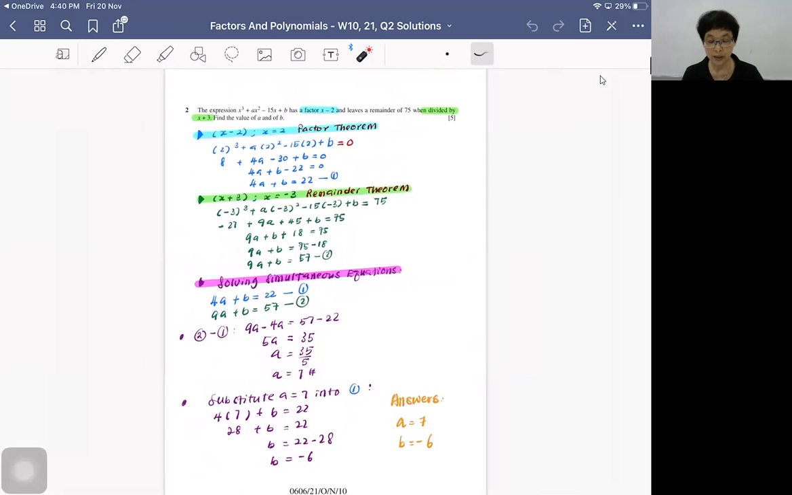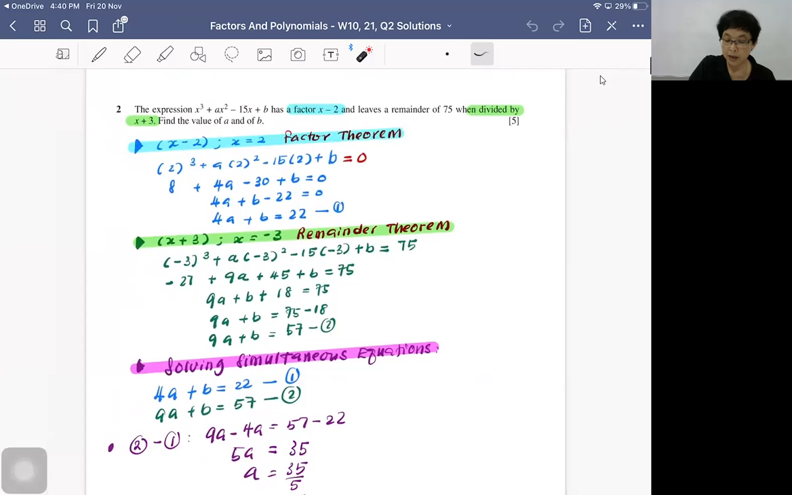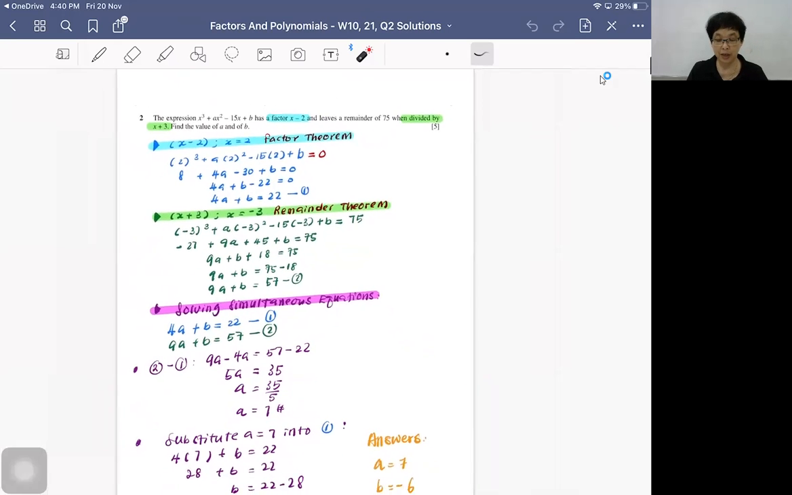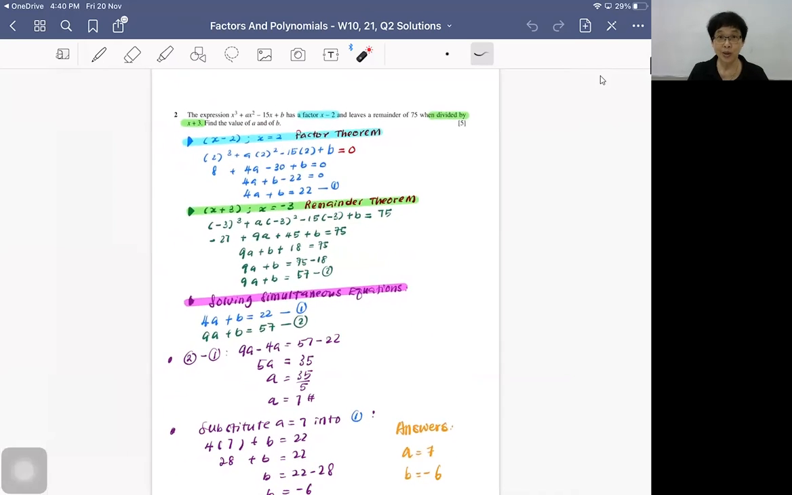You have successfully run through the whole process of the solution, and 5 marks is securely obtained by you and all of us. Congratulations.